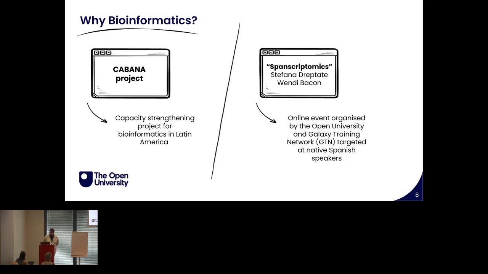Additionally, we have evidence of projects done in bioinformatics, such as the Cabana project. I don't know if any of you have heard of the Cabana project. It's a capacity strengthening project, also a capacity building project for bioinformatics in Latin America, dealing with Latin American bioinformaticians, who might also be speakers of Spanish. And translation is also very central to that project, enabling scientists in Latin America to access resources in their language.